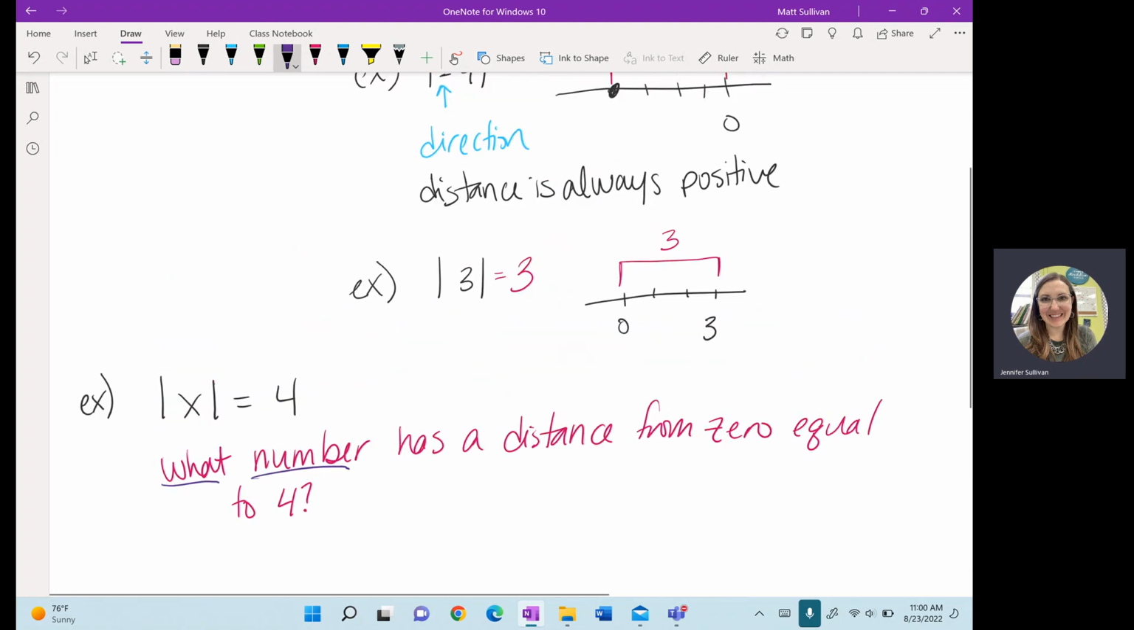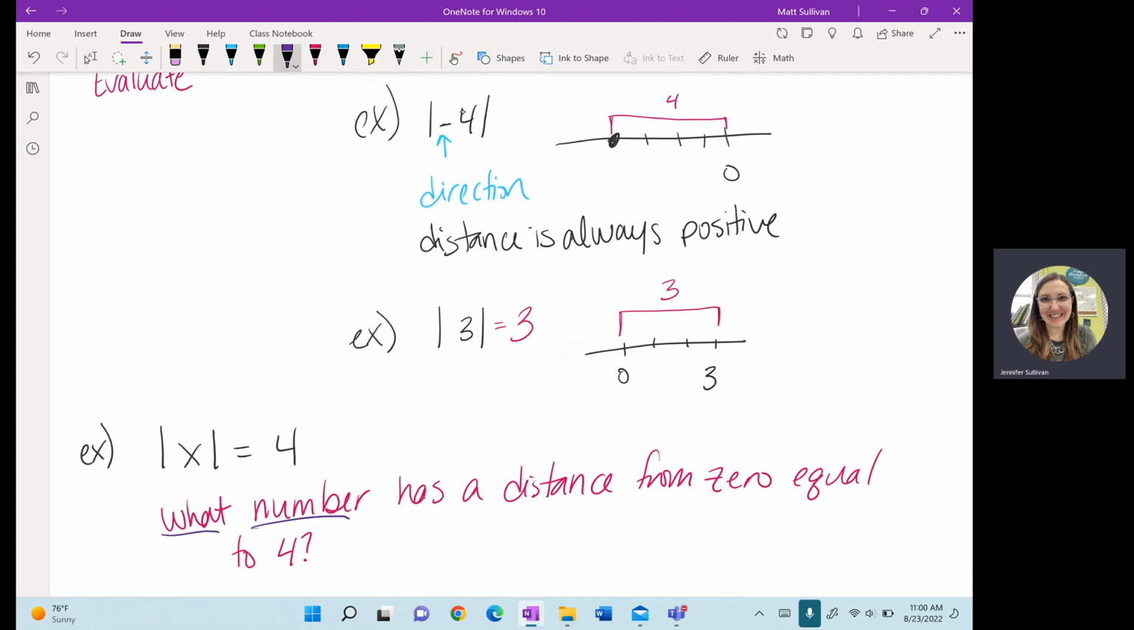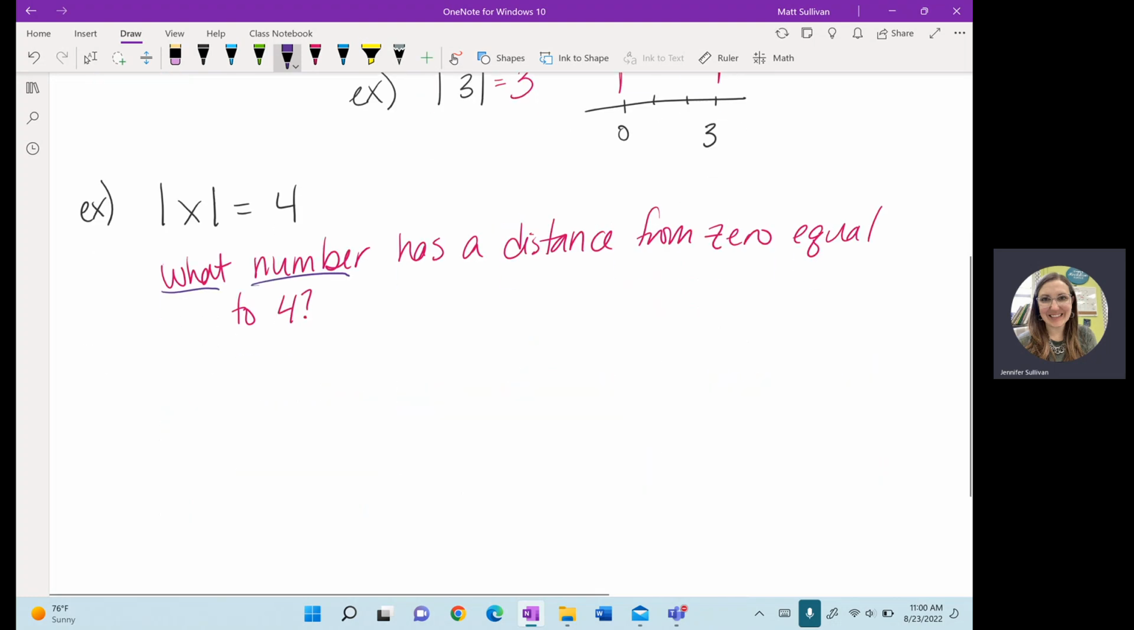Well, you're going to say, Mrs. Sullivan, we just did this example up here where we had the absolute value of -4 is equal to 4. And so you could say, well, I know that the number -4 has a distance from 0 equal to 4. So x can equal 4. And I'm going to say that's perfect. Yes, but it's not my only option.